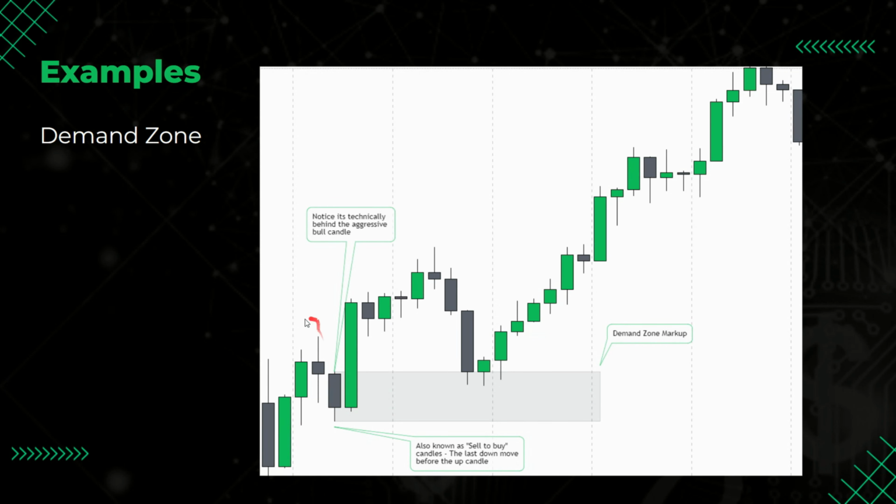So just to be clear and recap on the demand zone here, this is actually aggressive selling and then buying by smart money. So we have our last sell to buy candle, or in other words, the last down move before the up candle. And we can again notice it's technically actually behind an aggressive bull candle here. So let's go ahead and take a look at supply zones.